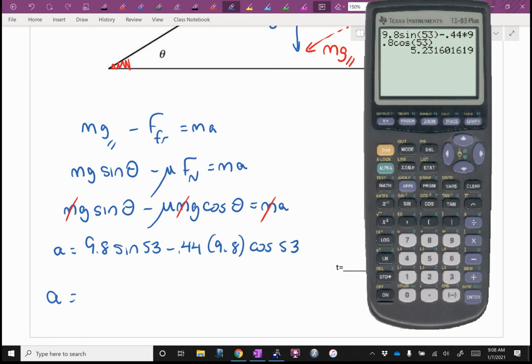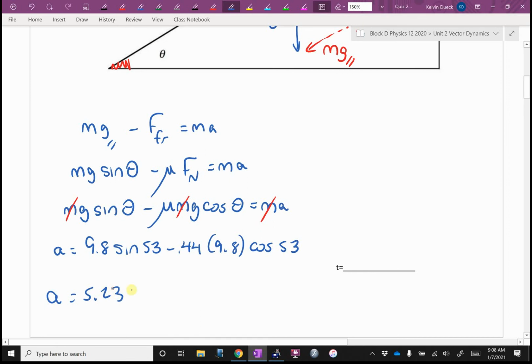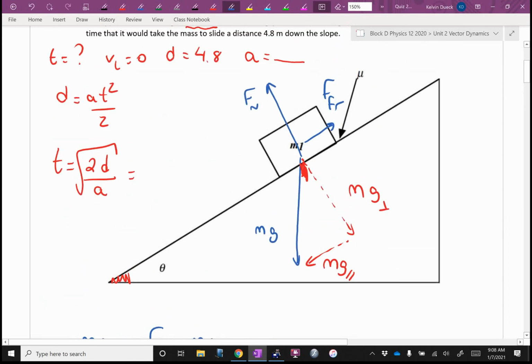Did you all get an acceleration of 5.2316, blah, blah, 5.23? I'll carry this on my calculator. So 5.23 meters per second squared. Just so I can get all this on one screen, Mr. Dewick, I'm going to go like this.